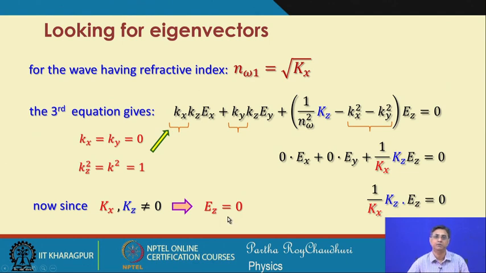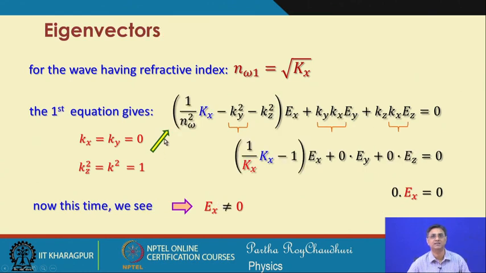So, for a wave we have seen two consequences: E y must be 0, and E z must be 0, as the wave is travelling along the z direction. So, the only possibility is E x not equal to 0. Let us see that when I use the first equation and the same wave refractive index values, because this quantity is equal to 0, this is also equal to 0 and this is equal to 0. So, in the same way we can write this equation: k x by k x minus 1 E x, 0 into E y plus 0 into E z equal to 0.